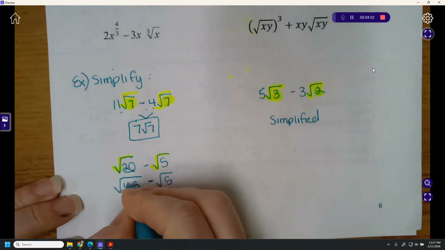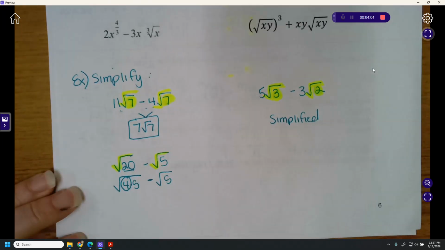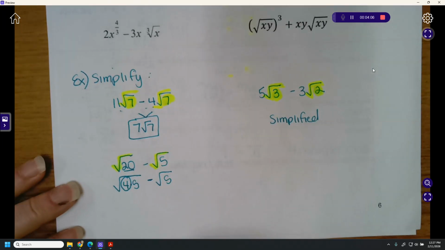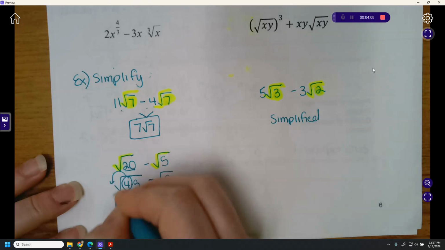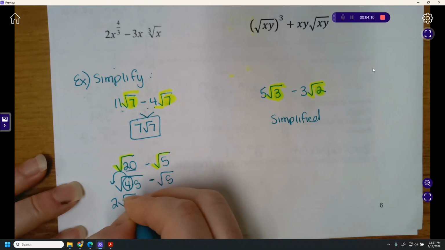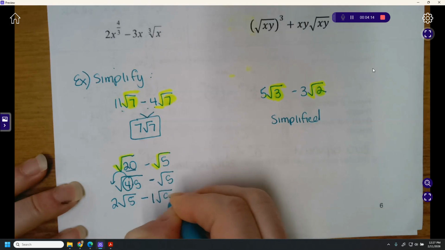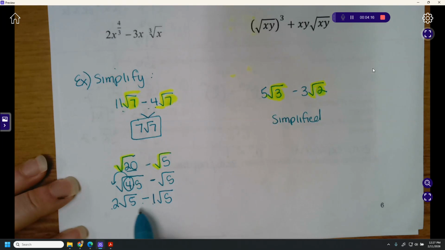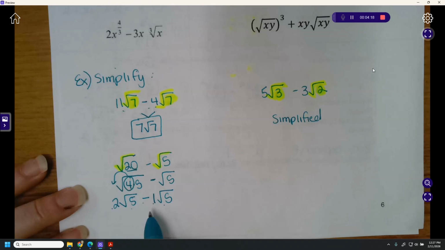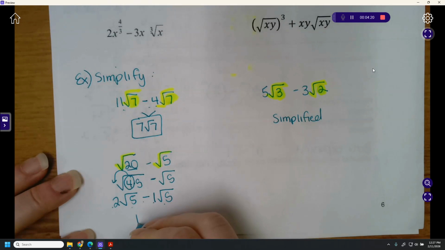I can take out the square root of 4. What is the square root of 4? It is 2. So I have 2 square root of 5, take away, I'm going to put a 1 square root of 5. 2 take away 1, now the radicands are the same. 2 take away 1 is 1 root 5, or you could just write root 5.